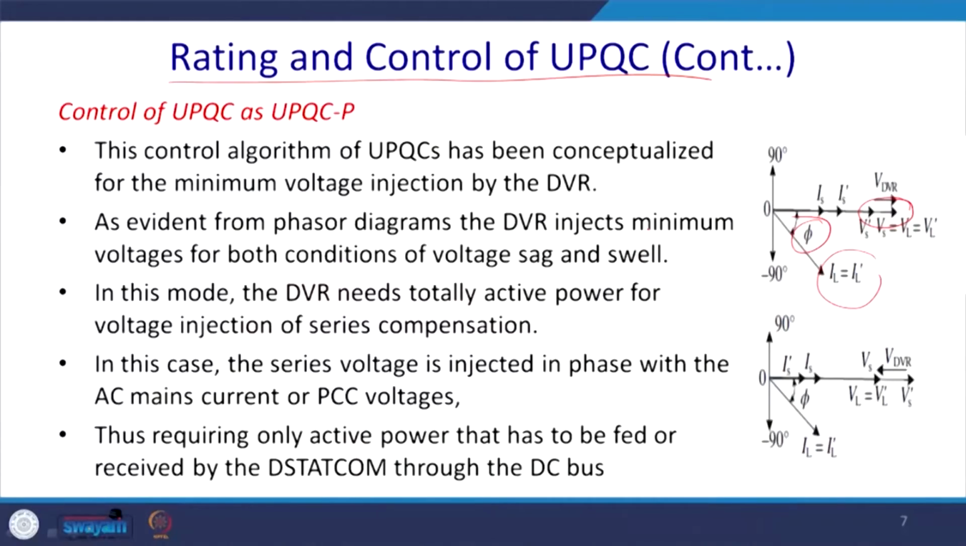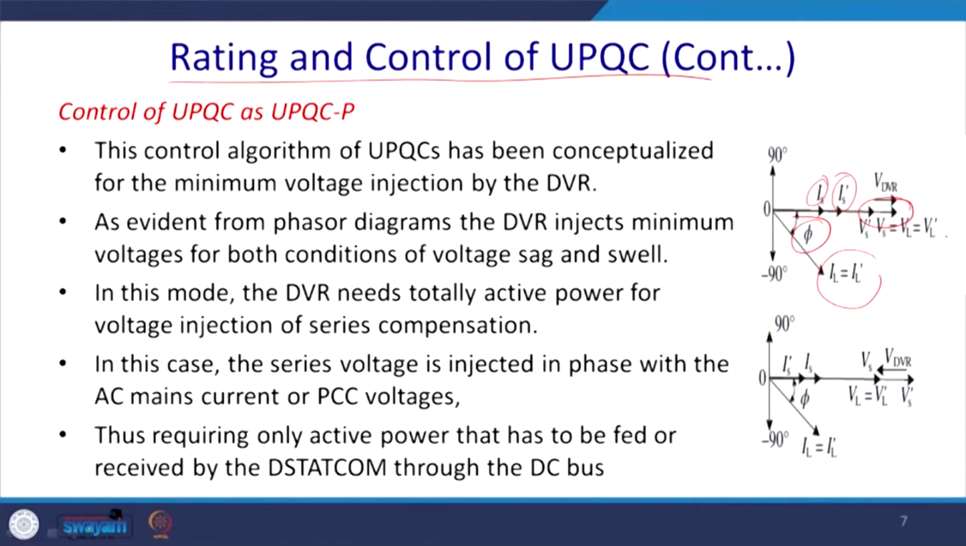So, what happens here? Your phase will be the same, but you get an extra current. IS was flowing, instead of that IS prime will be flowing, and ultimately the difference was this DVR voltage. Previously it was Vs, now it is Vs prime, and VL should be the load voltage that is required to be constant, because we require to keep the sensitive load at a constant voltage. Now, this is the control of the UPQC P.